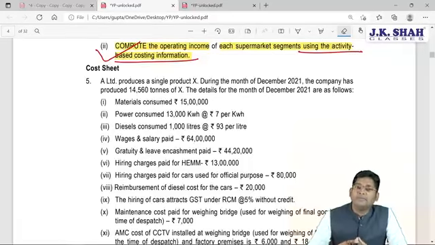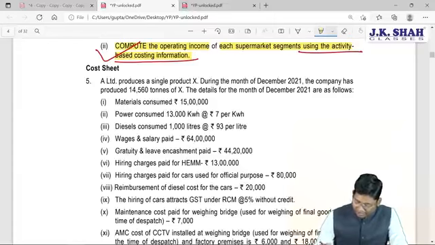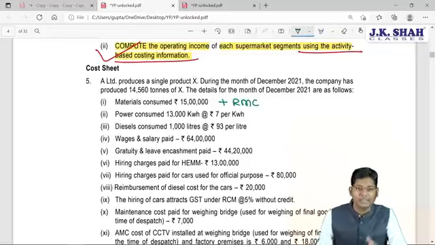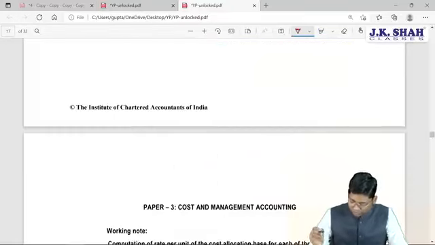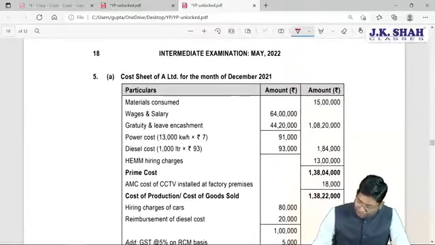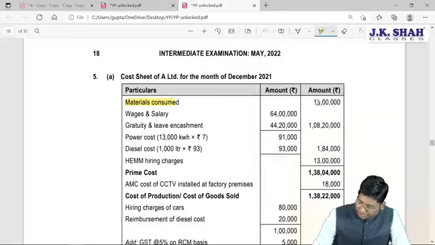The details for the month of December 2021 are as follows. For production of these many units which are given in the first paragraph, they have consumed some material, and material consumption we always record as raw material consumed. Simultaneously, I will show you the solution which is suggested by the institute. In this cost sheet, the first item recorded by them is material consumed. This is your direct material, directly recorded in the outer column.